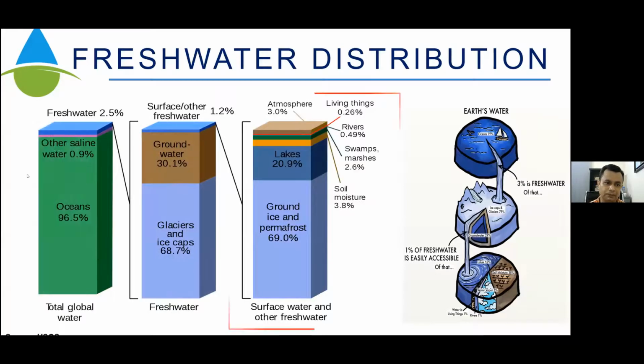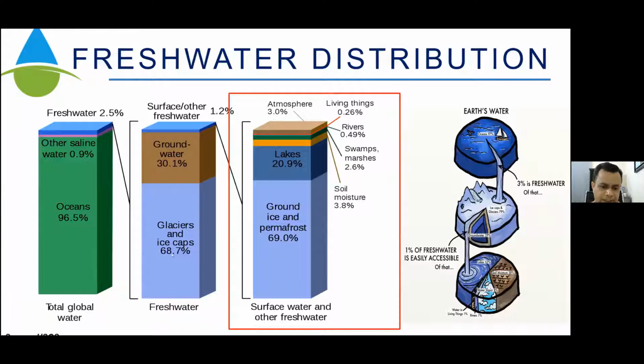If you think about that, only around 2.5% of the total amount of water is fresh water. In that fresh water, around 68.7% is in glaciers and ice caps, and around 30% is in groundwater, but only about 1.2% is surface and other fresh water.